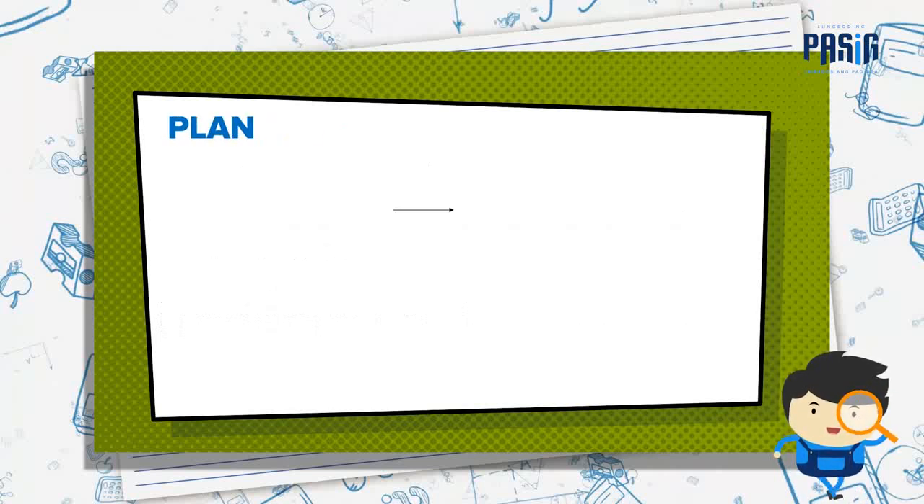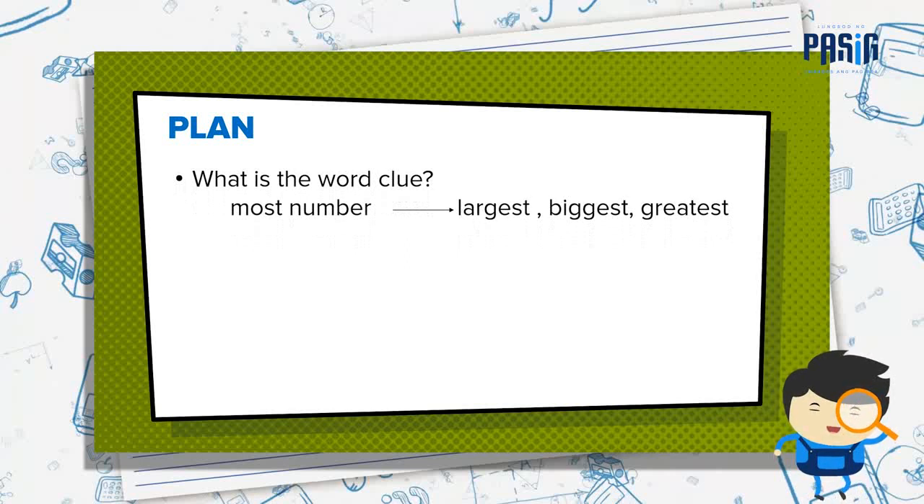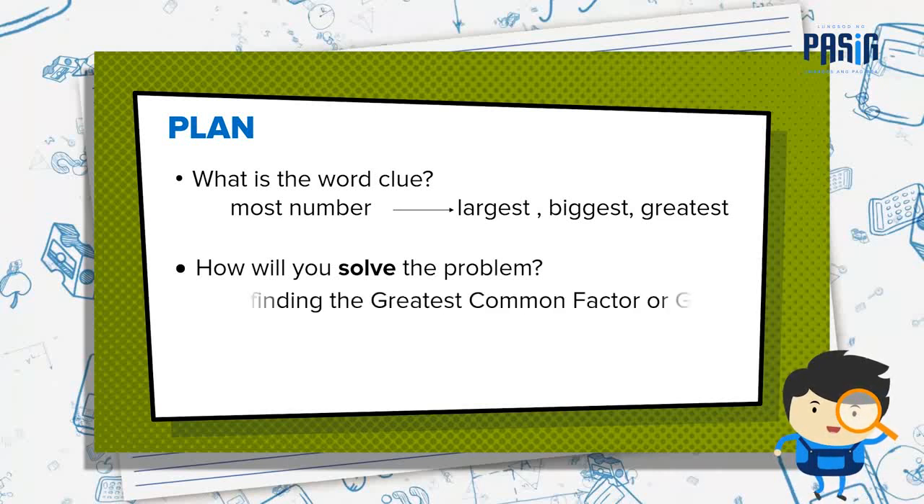Step 2, plan. You need to find the word clue so that you will know what strategy you will use to solve the problem. Word clues such as most number, largest, biggest, and greatest suggest that you need to find the GCF or the greatest common factor of the given numbers. How will you solve the problem? You can solve this problem by finding the greatest common factor or the GCF.